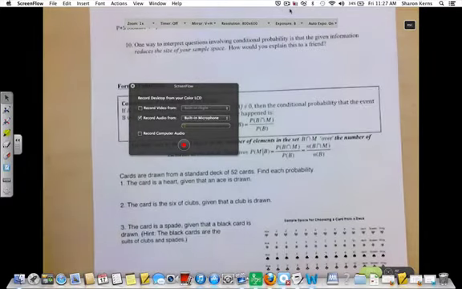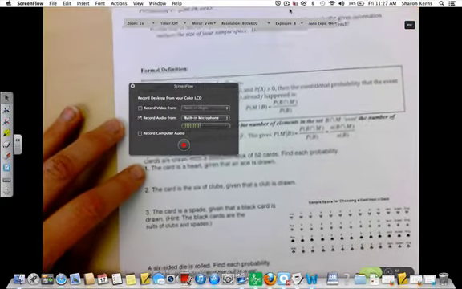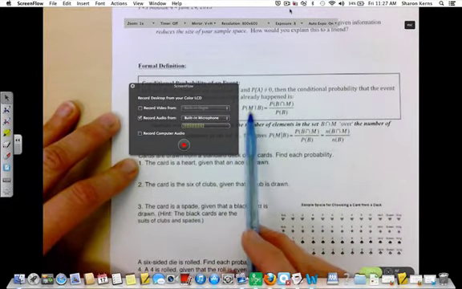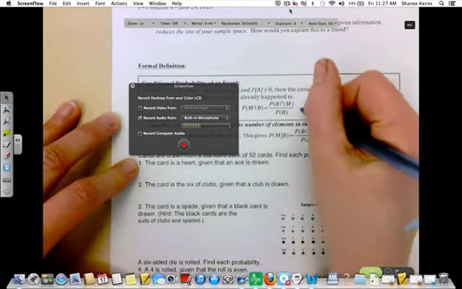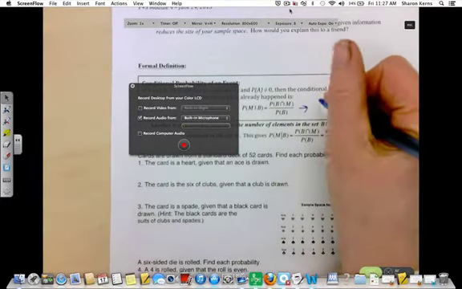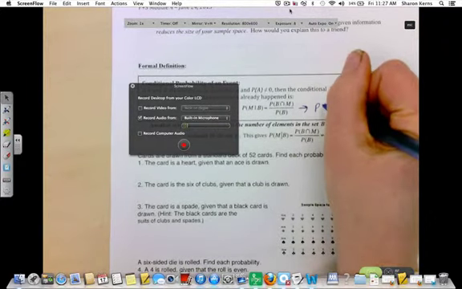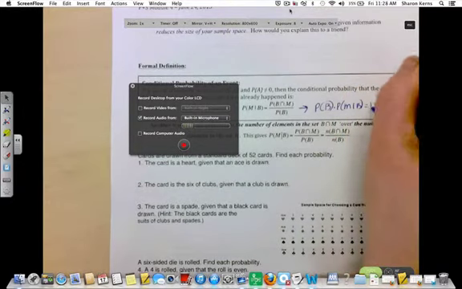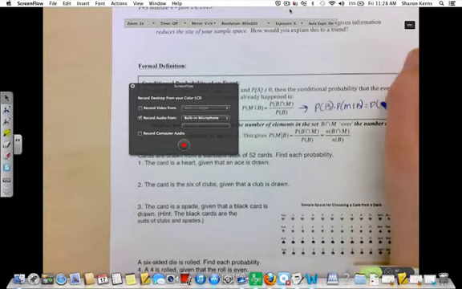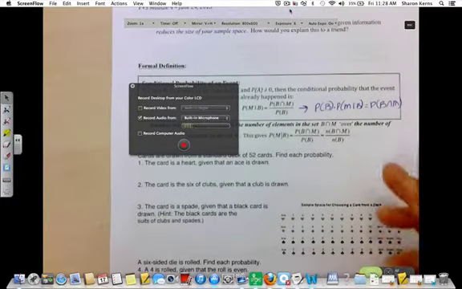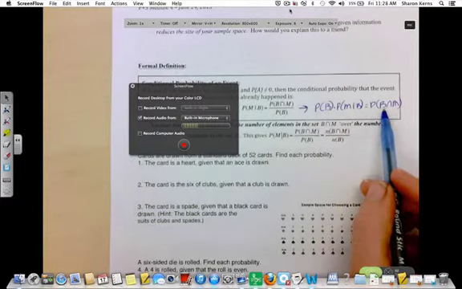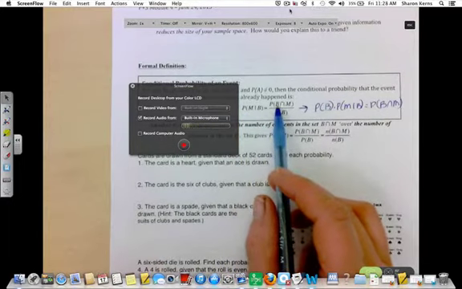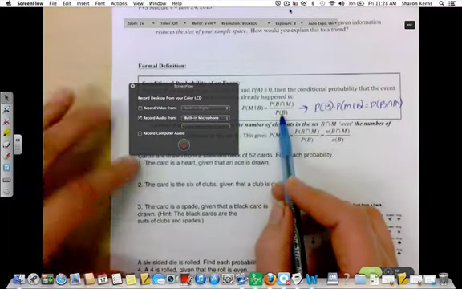Looking on the next page, let's take a look at these card problems. Here's our formula for conditional probability, which is just the formula we'd seen before, rewritten. Before, if two events are dependent, the probability of B times the probability of M given B would equal the probability of B and M. So it's the same formula, just rewritten to get this by itself. The probability of M given B is the probability of B and M over the probability of B.